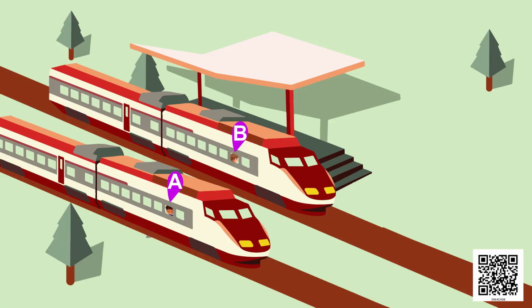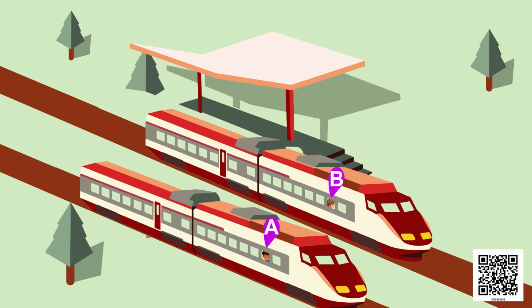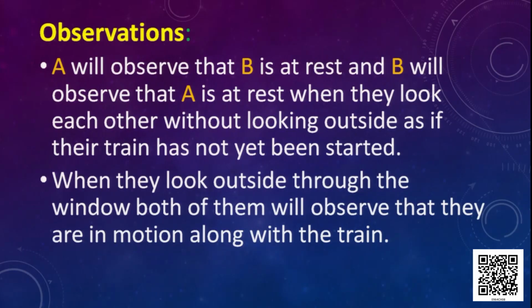So see this animation. Two trains are leaving from the platform of a railway station at the same time on two separate parallel tracks with the same speed in the same direction. Two friends, A and B, are looking at each other from the window of the train. Now, the train started. So, what would be the observations of you students, whenever you have this kind of experience in your everyday life? A will observe that B is at rest, and B will also observe that A is at rest, when they look at each other without looking outside. They should not look outside. So they will think as if the train has not yet started. Am I right, students? You must have this type of feeling.